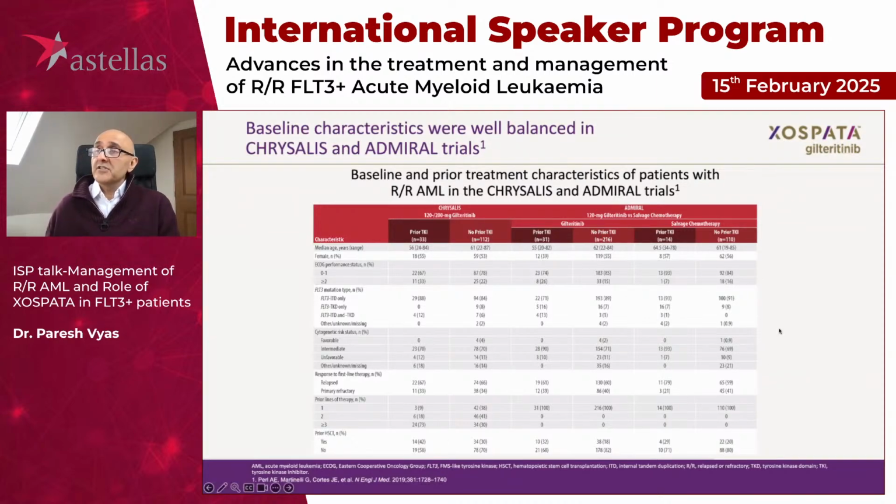The patient disposition is hard to read, but you can see that the number of patients in CHRYSALIS who had prior TKI was 33, and in the ADMIRAL trial, with gilteritinib, it was 31. So you're talking about a data set of about 64 patients. And in the salvage chemotherapy arm in ADMIRAL, it was only 14 patients who'd had prior TKI. So difficult to compare, but we can certainly look at the gilteritinib data from CHRYSALIS and ADMIRAL, 64 patients.